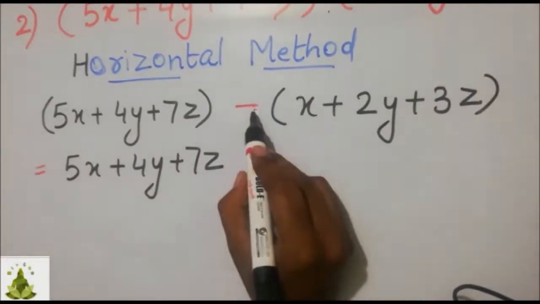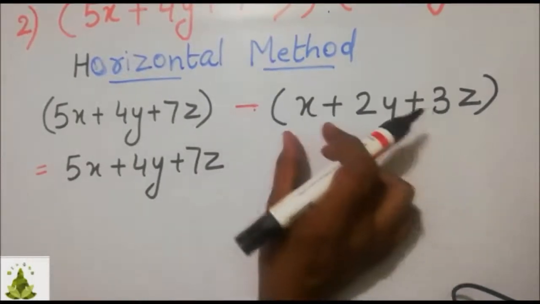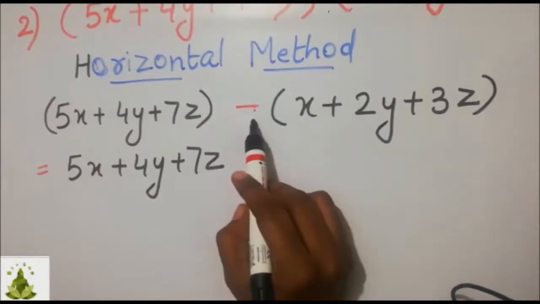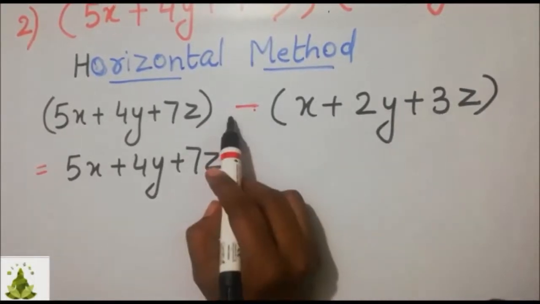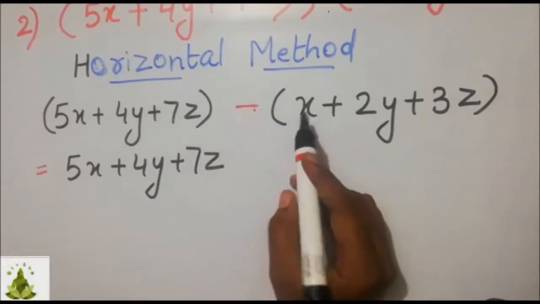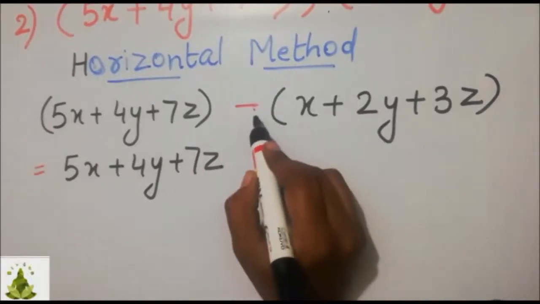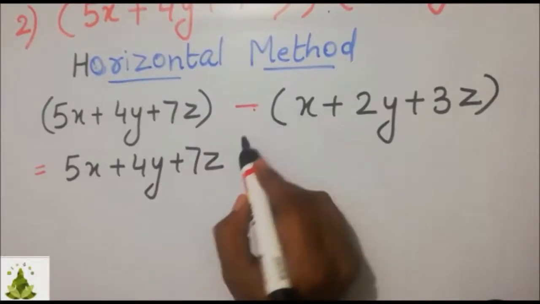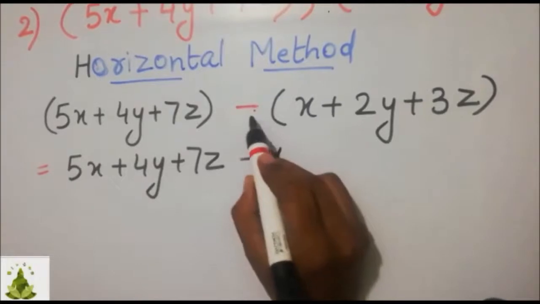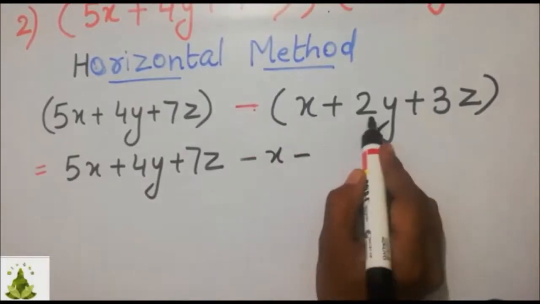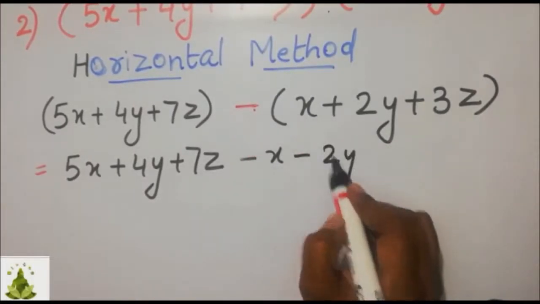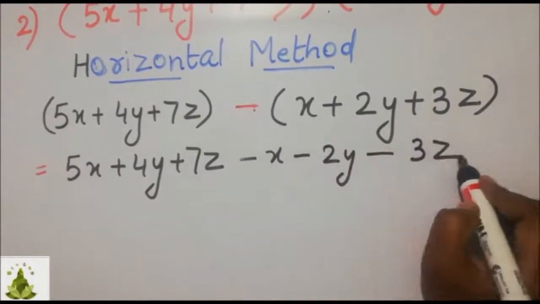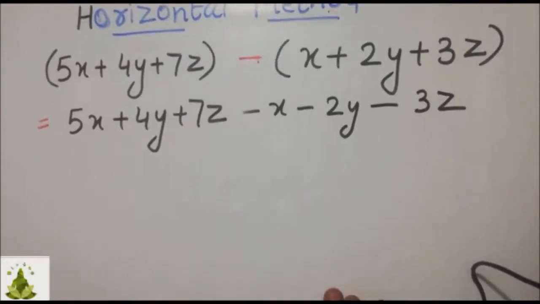Now here it is minus into plus. So each term has this minus sign. This term has a minus sign, and for this term also this minus sign is there. So along with its sign, you combine it. You know multiplication of integers, so it is very easy for you. Minus into plus is minus x. Now minus into plus is minus 2y. Is it clear? Now minus into plus is minus 3z. Once this is over, the remaining steps are very easy for you.